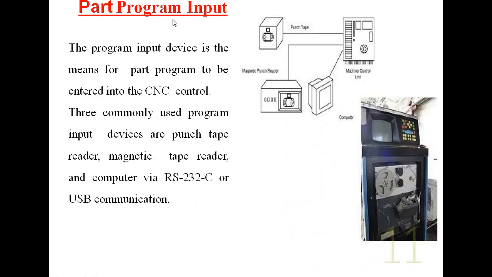Next is part program input. The part program input device is the means for the part program to be entered into the CNC control. 3 commonly used program input devices are punch tape reader, magnetic tape reader, and computer via RS-232C or USB communication. This is the part program input, means input provided to the machines through a punch tape reader, magnetic tape reader, or a computer, or what we call USB communication.